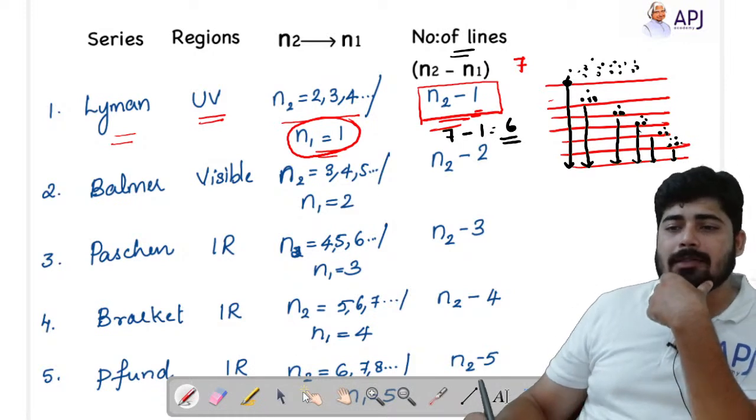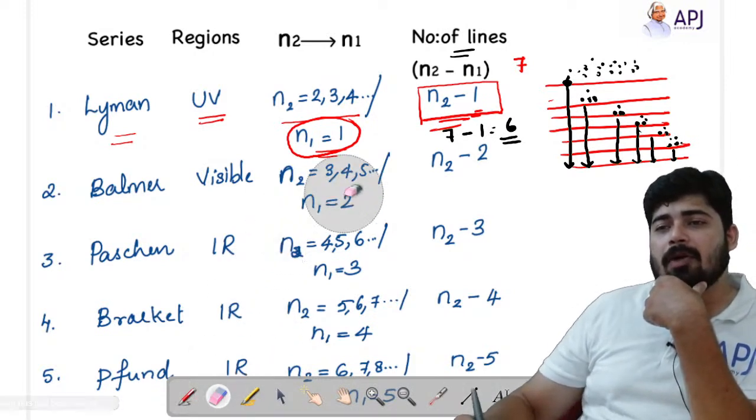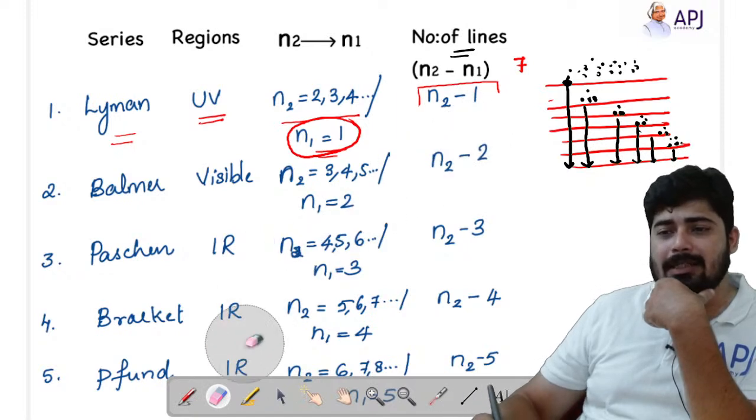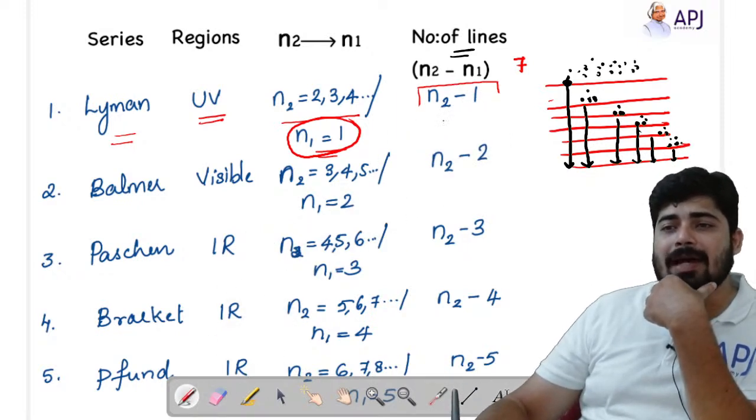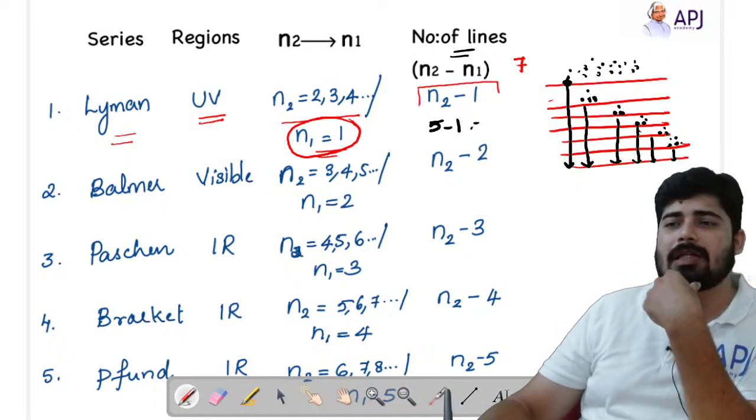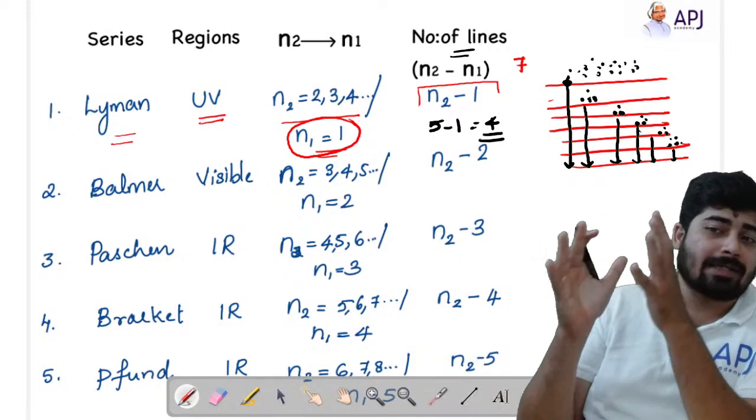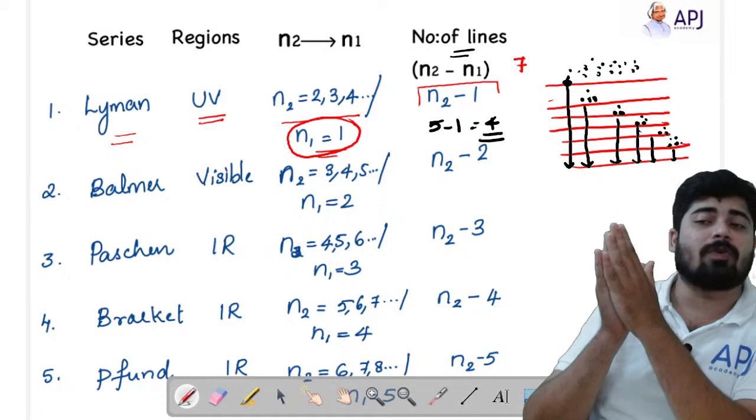If you are asked to find out the number of lines present in the Lyman series when it jumps from 5, then your N2 value is 5 and N1 will always be 1 if it is Lyman. So that we will obtain 4 lines. Okay, so that is the difference. You have to be very careful there.